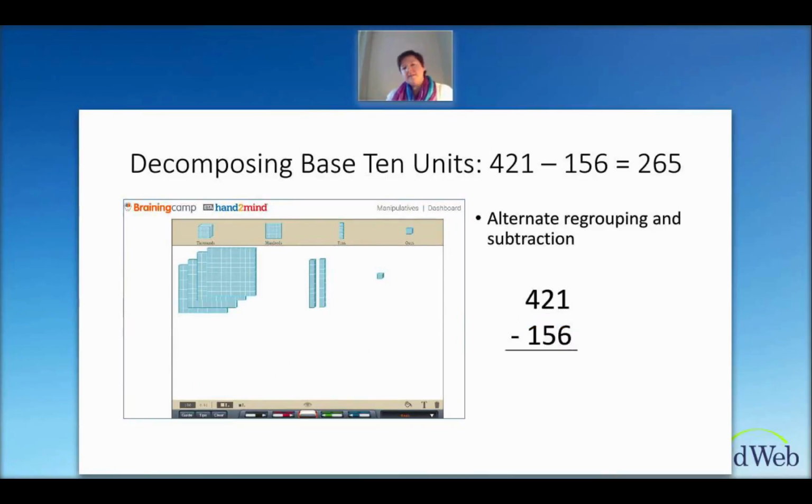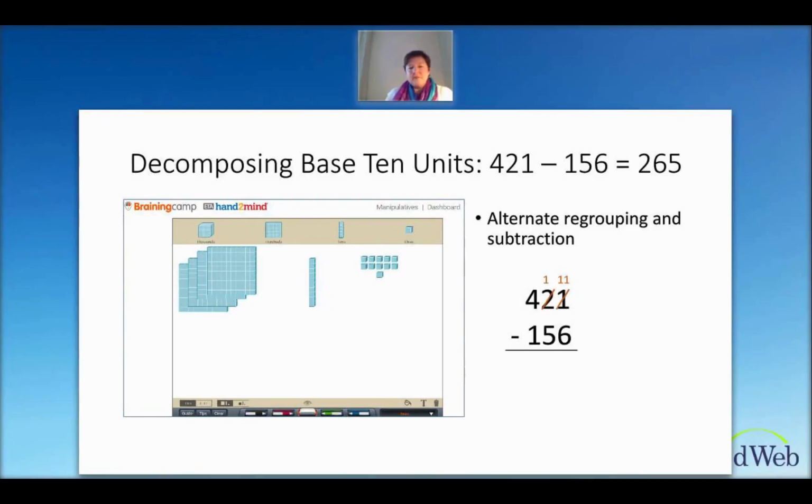The other way to think about this is that I can alternate regrouping and subtraction. And this is what most of us were taught. So I look and I say, I'm going to start with the ones. Can I subtract 6 ones from 1 one? Not easily. We don't know about negative numbers yet. So I need to regroup. I need to trade one of my 10s for 10 ones. And you can see I've indicated some of the notation of the algorithm here. Having both in the same place helps kids see what's happening.